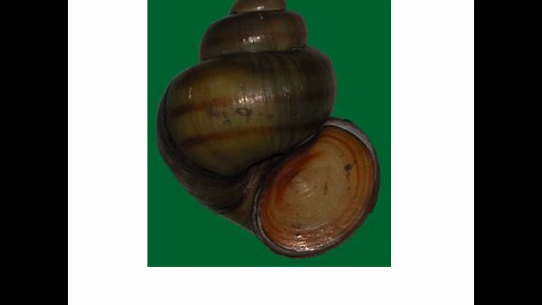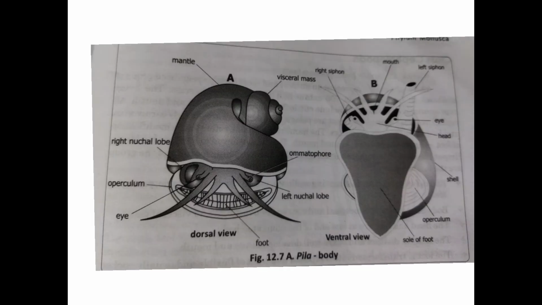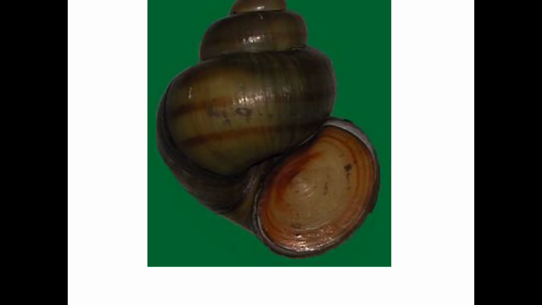The body is divisible into a head, a muscular foot, and the visceral mass. The shell is univalved and spirally coiled. You can see the shell here. Univalve means there are no chambers inside the shell. The shell is open, and a single shell is present. That is about the shell.